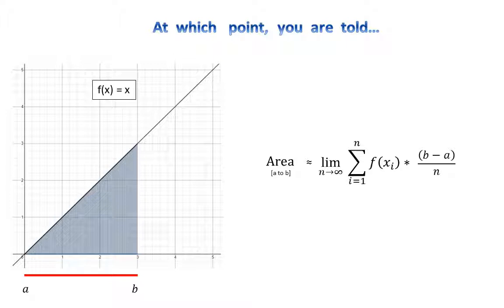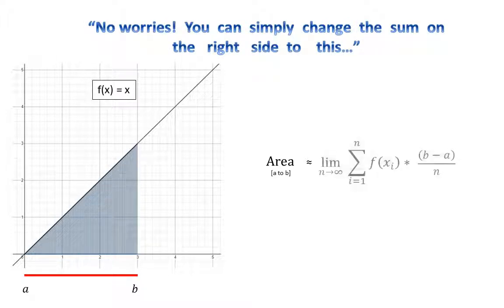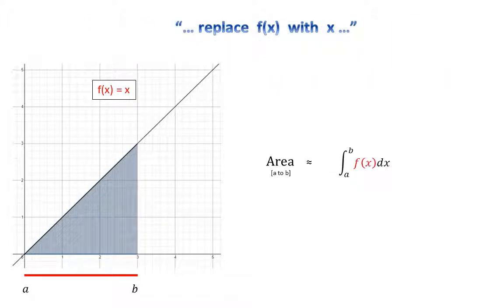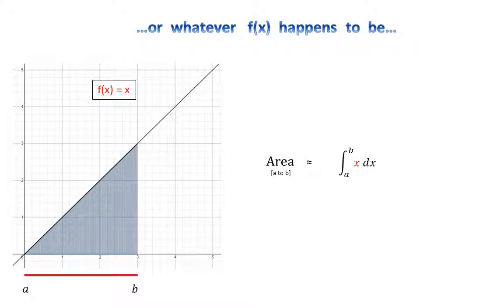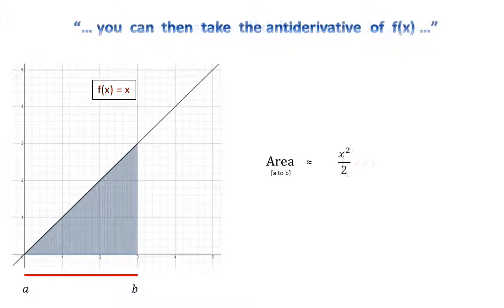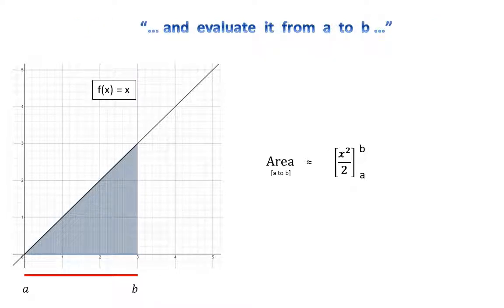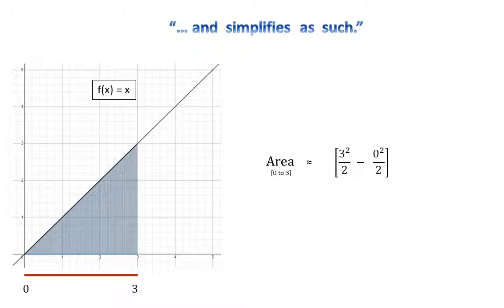At which point you are told, no worries, you can simply change the sum on the right side to this, replace f of x with x, or whatever f of x happens to be. You can then take the antiderivative of f of x and evaluate it from a to b, which in this specific case evaluates from 0 to 3 and simplifies as such.